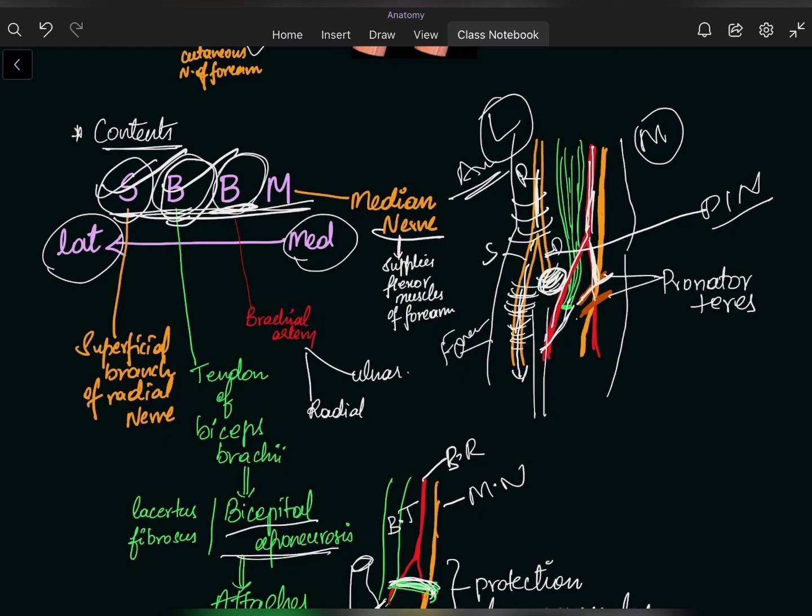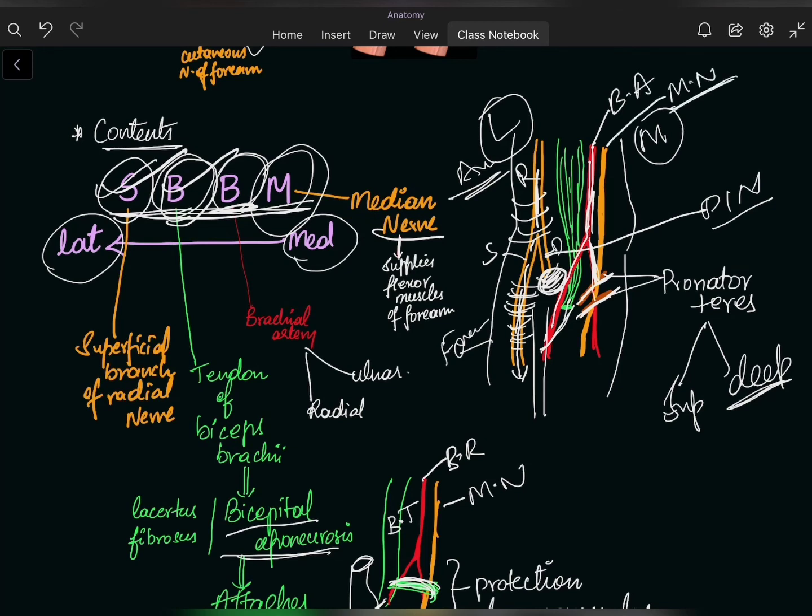These are the two heads of pronator teres, superficial head and deep head. Deeper to this deep head passes the ulnar artery. Now the next content of the cubital fossa is the median nerve. Medial to the brachial artery is the median nerve. The median nerve arises from the brachial plexus, from both the lateral cord and the medial cord. It is present lateral to the medial epicondyle of the humerus.